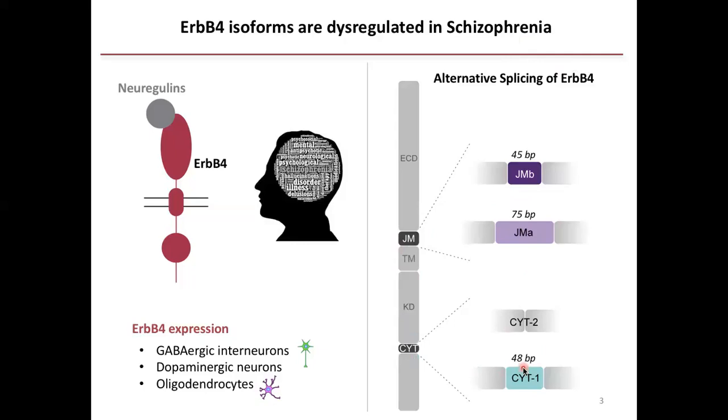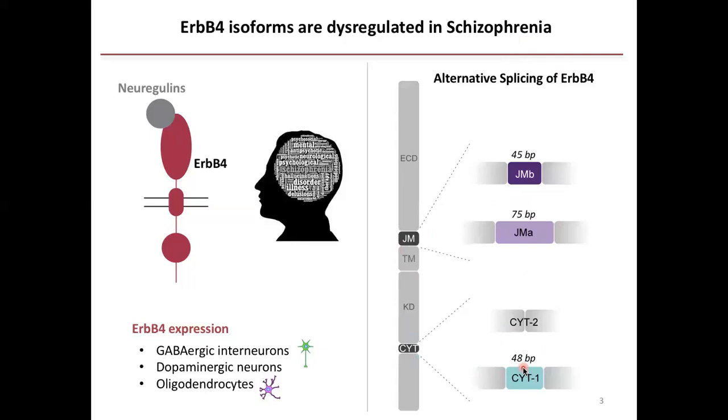Importantly, expression of ErbB4 isoforms is dysregulated in the postmortem brain of schizophrenia patients. For these reasons, we set out to understand the role of different ErbB4 isoforms in the central nervous system and their potential relevance to schizophrenia. To this end, we initially wanted to understand how the 4 ErbB4 splice variants are distributed in the brain.